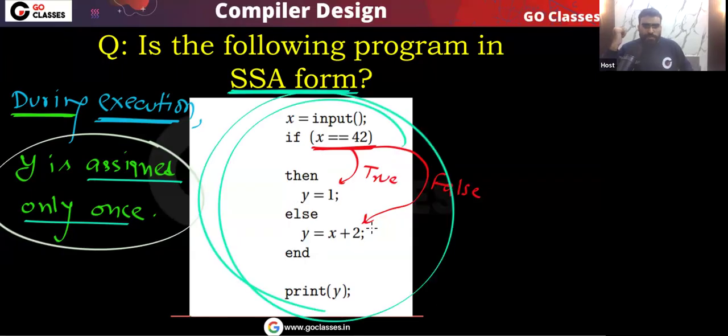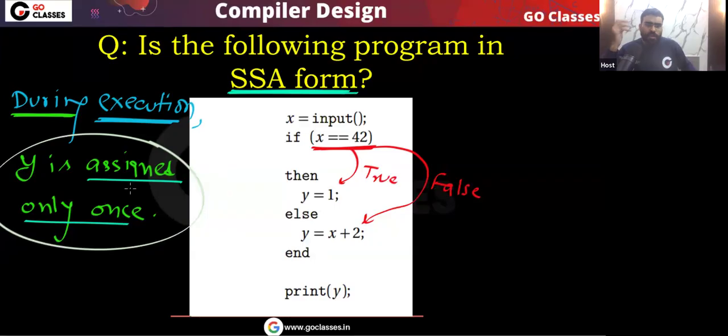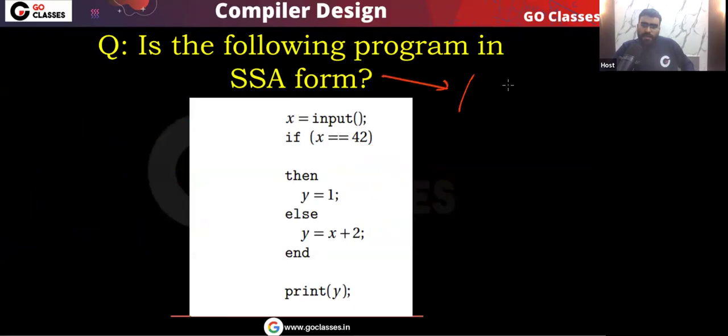When you execute this program, the variable y will be assigned only once. If the x value is 42, this will happen, and if it is false, then that will happen. Now my question is very simple: can I say this program is in the static single assignment form? Think about it. Let me know. And the answer is no. A very big no.